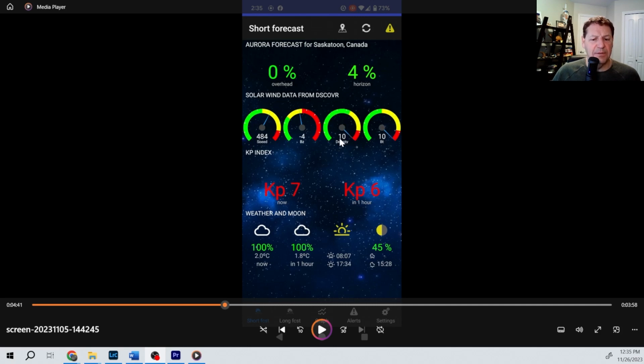10 is sort of a typical amount. KP7 is very strong. KP6 is very strong. That doesn't happen too often. So there's a lot of information packed into that single display.